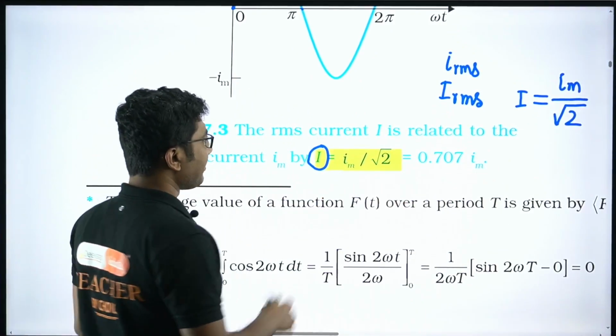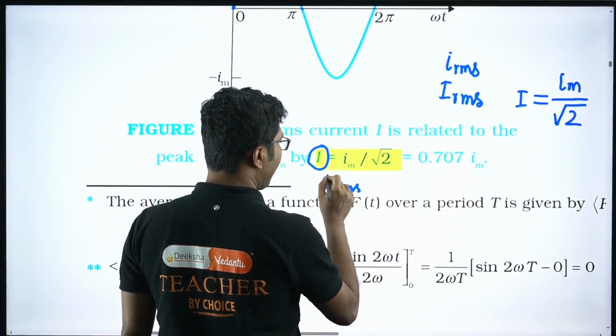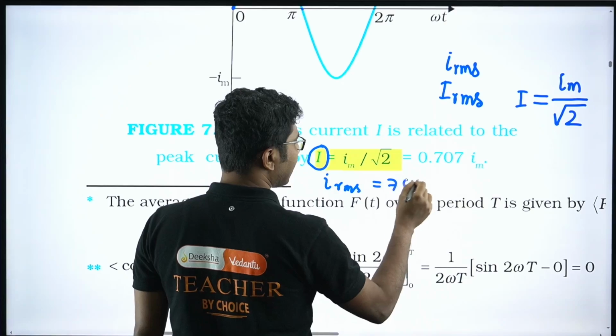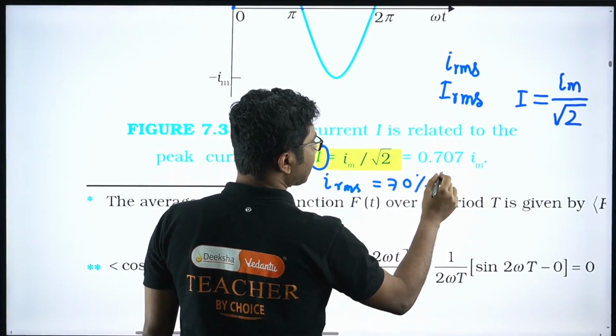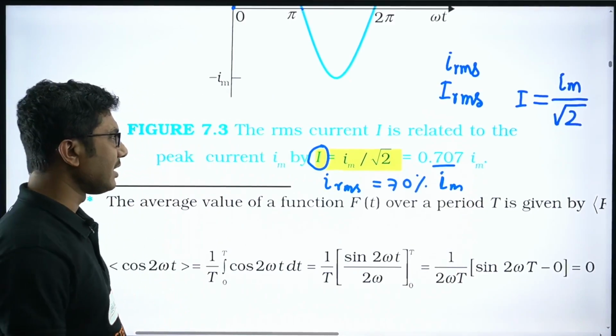So I RMS is basically 70% of the maximum current. It is 70.7, but approximately 70%, right?